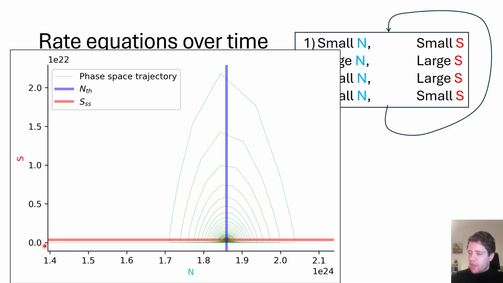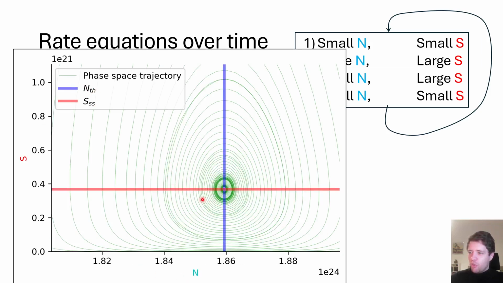So we can see that this green line just follows the number of charges and number of photons over time, starting from a very low value here, and just increasing, and then spiking up with a big number of photons and dropping back down, and just sort of cycling around until we hit both the threshold number of charges and the steady state number of photons.